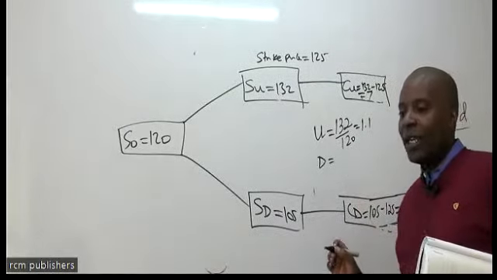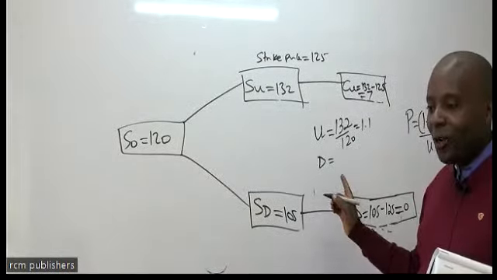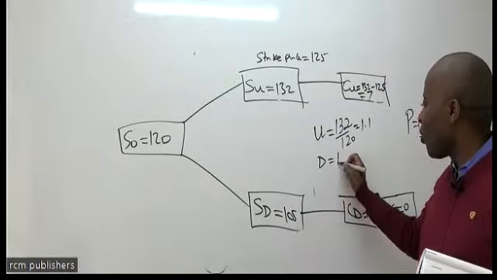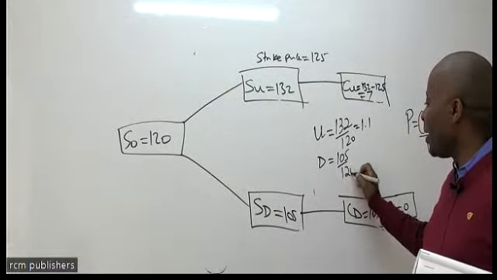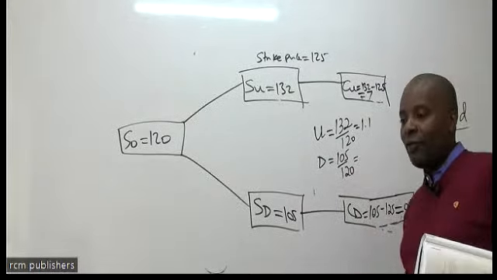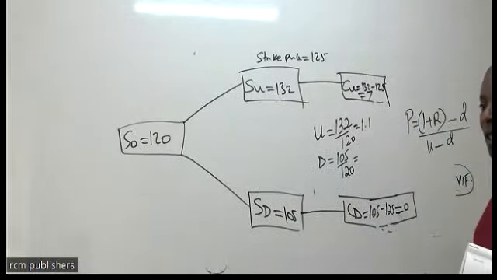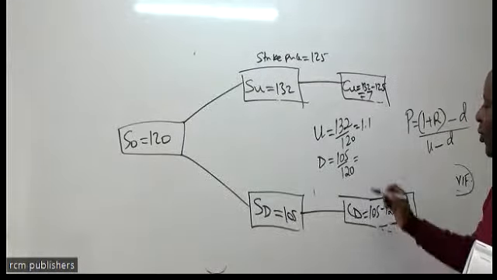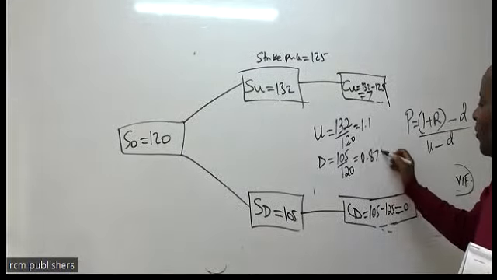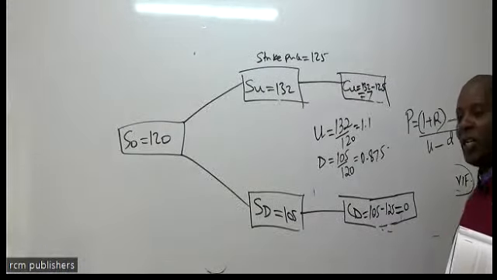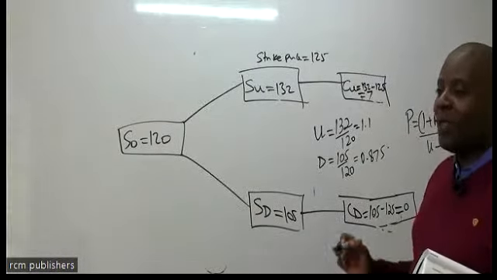How about the downward? Downward, I'm taking 105 over 120. Which comes to 0 point, what did you call it? 0.875 like that. Yes. So then could you kindly give me the PU?